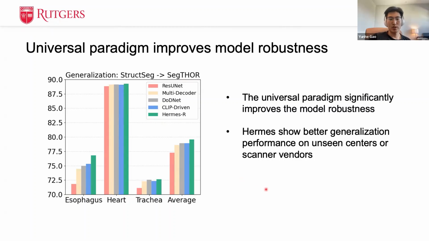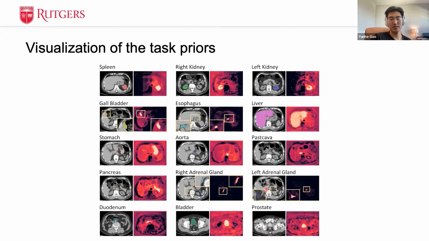Yes. And we also show the visualization of the activation map of the task priors. We can see that, as someone asked before, how do we enforce the task priors to be associated with some targets? We can see that the task priors really have very high activation on the corresponding target regions. Even on very small objects like the aorta or the adrenal glands, the activation is very accurate.